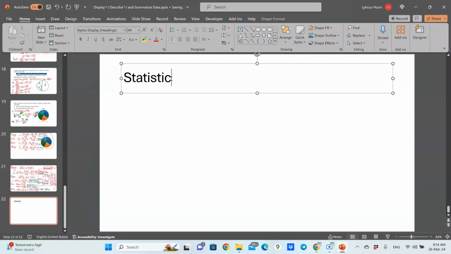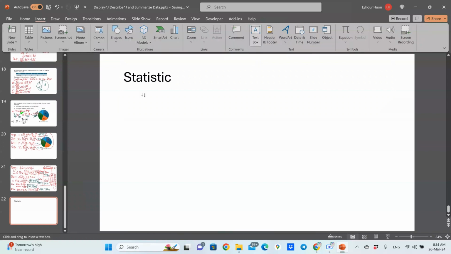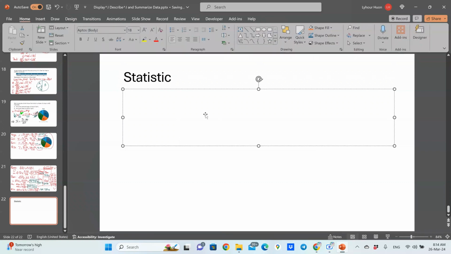So we have several terms to represent the central tendency. What term can represent the central tendency? The middle? Yeah, that kind of middle term, the median. Yes, we have the term median. What else represents the central tendency? Mean, mode, and range.